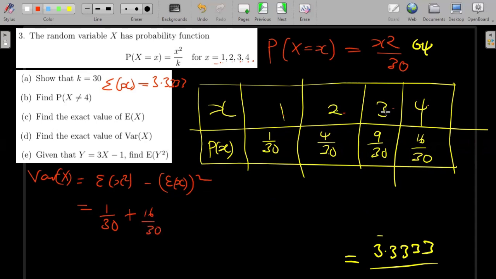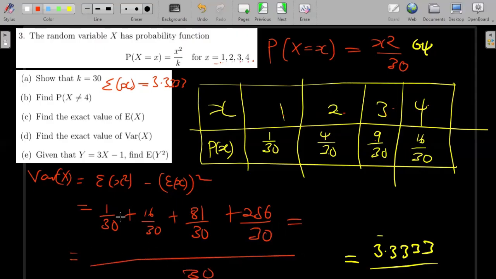3 squared is 9. 9 multiplied by 9, I'm going to get 81 over 30, plus then this one is 4 squared. So 4 squared is 16. 16 multiplied by 16 is going to give me what? Let me punch it on my calculator. So 16 multiplied by 16 is going to give me 256 over 30.